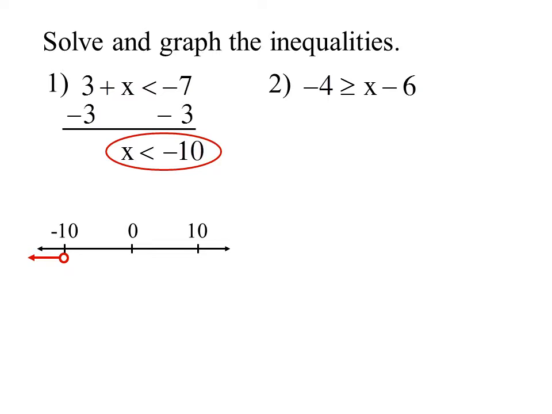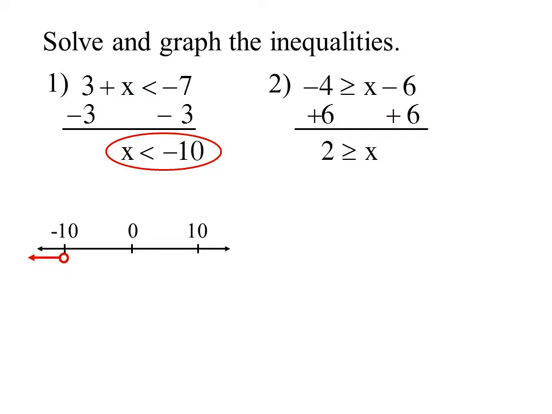Okay, let's look at number 2. How do I get x by itself on number 2? Go ahead. You add 6. Add 6. So we're going to add 6 to both sides. That cancels out the -6. So we have -4 plus 6, which just gives me 2. So I have 2 is greater than or equal to x.